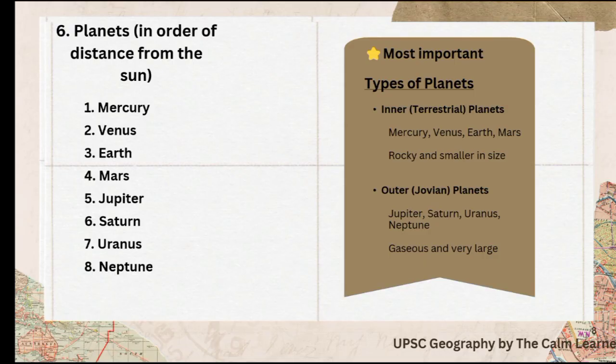Outer planets, the planets which are further away from the sun, include Jupiter, Saturn, Uranus, and Neptune. These planets are also known as Jovian planets. They are mainly made up of gases. The word Jovian means Jupiter-like. For conceptual clarity, let us see the difference between the terrestrial and Jovian planets.